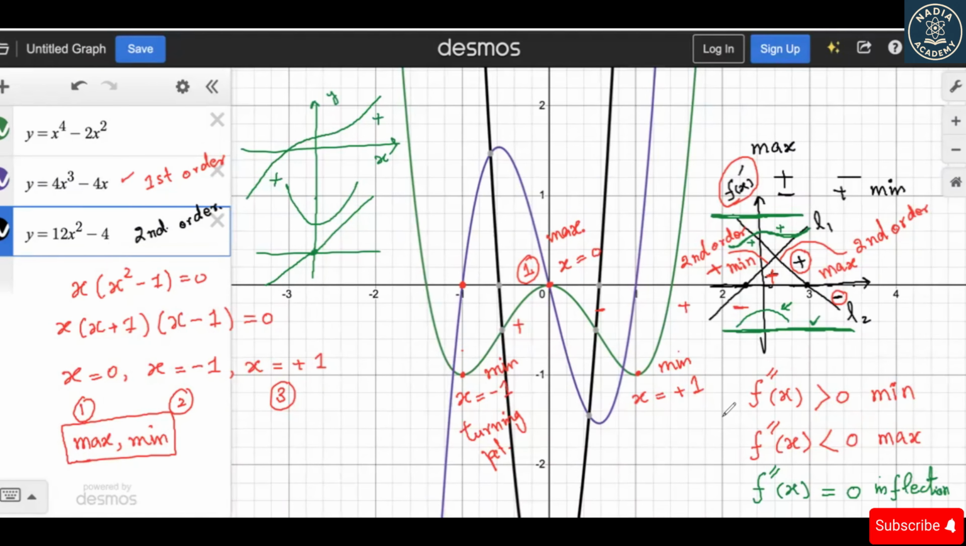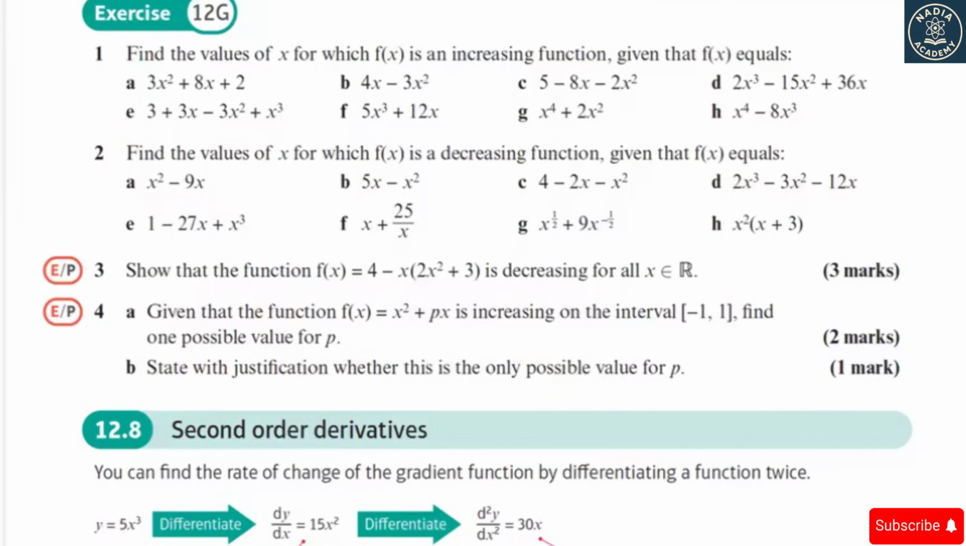I hope you understood the basic concepts of increasing and decreasing functions and of finding the turning points and their nature. To understand this, we will solve some questions. Here are some exercises, and you can try all these questions to practice the knowledge we learned today. If you cannot understand any question or find it difficult to solve, just let us know, we will solve it for you.